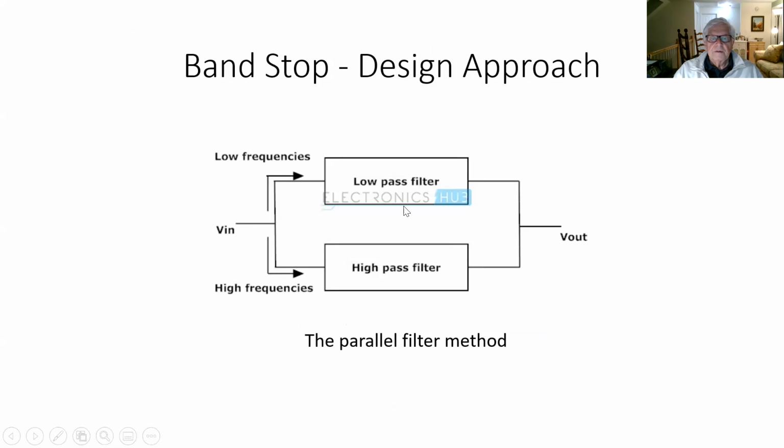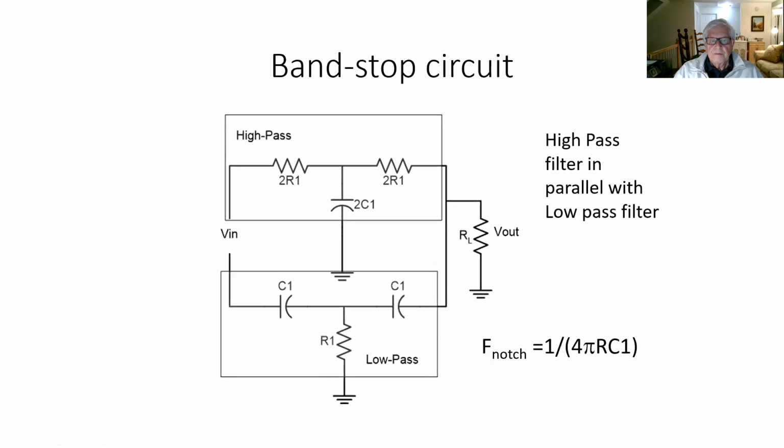How do we design it? In this case, we're going to use a parallel circuit. So we're going to put a low pass filter in parallel with a high pass filter. And that parallelness is going to give us the band stop that we desire. So that's what we look at.